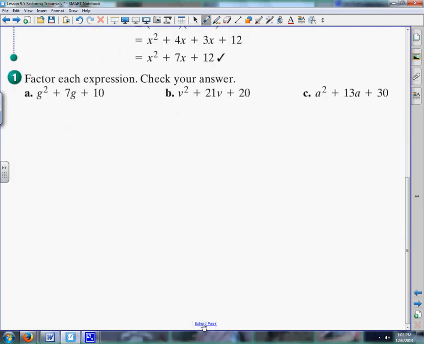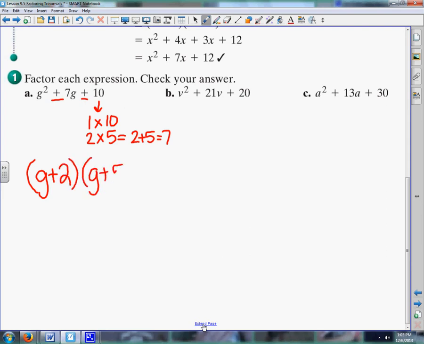So I have to write out my factors of 10. So that's 1 times 10, 2 times 5. Well, it has to be 2 times 5 because I want it to equal 7 when I add them together. So if I factor this, I would have g, and they're both addition signs, notice. So g plus 2 times g plus 5. And that's it. That's all you have to do. So try B and C.